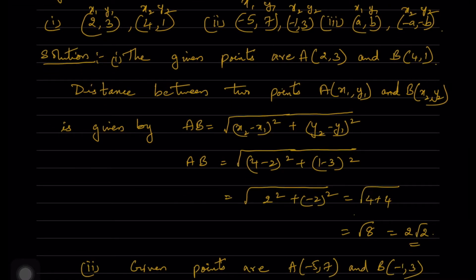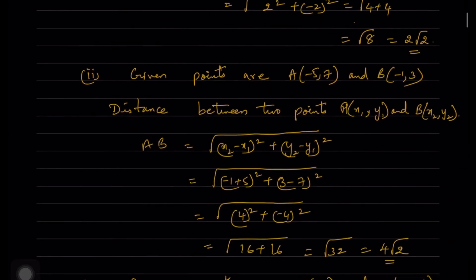So the given points are A (2, 3) and B (4, 1). Distance between the points A (x1, y1) and B (x2, y2) is given by, we'll be writing the formula every time so you can understand it more clearly. So AB is equal to the root of (x2 minus x1) whole square plus (y2 minus y1) whole square. So AB is equal to root of (4 minus 2) whole square plus (1 minus 3) whole square, which is equal to under root of 2 square plus (minus 2) whole square, which is equal to root of 4 plus 4, which is equal to root 8, which is equal to 2 root 2. Why is it 2 root 2? Root 8 can be written as root of 4 into root of 2, which is nothing but 2 root 2. So that's why we have written this.